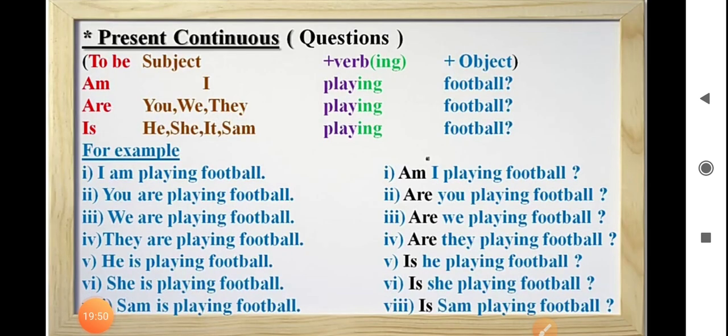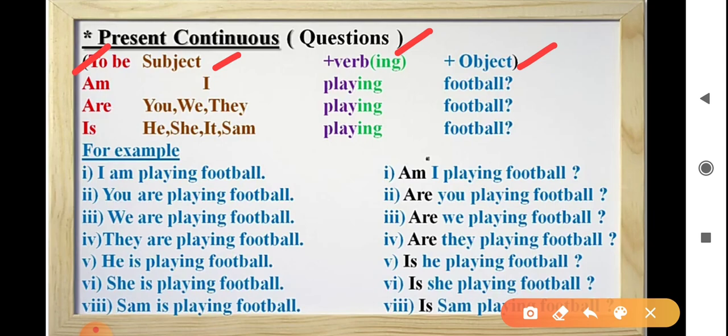Now, we'll take interrogative sentences in present continuous tense. First of all, we'll discuss the structure of interrogative sentence. First, we use be form of the verb plus subject plus verb with ing form plus object. To create an interrogative sentence, we use is, am, are as an interrogative word.